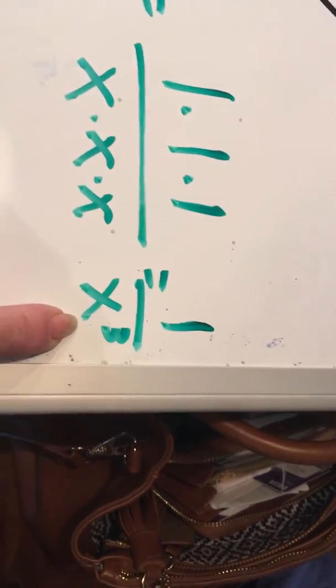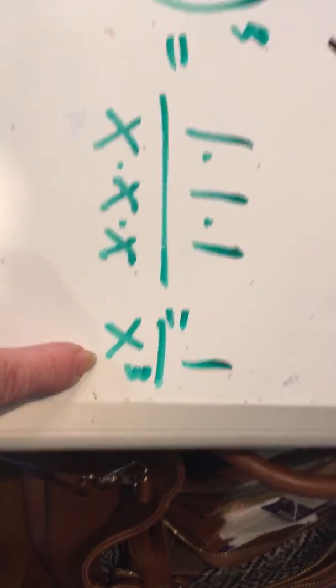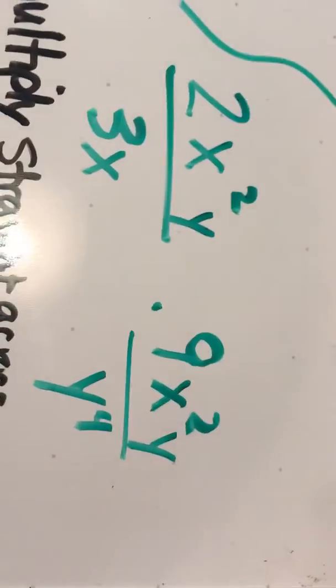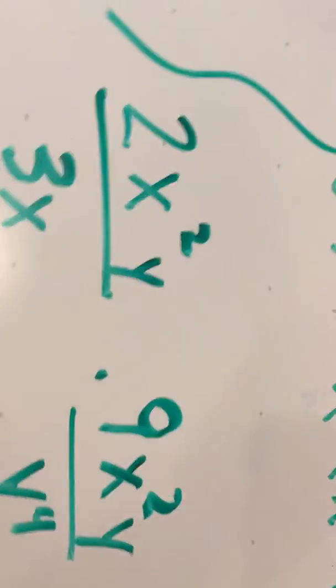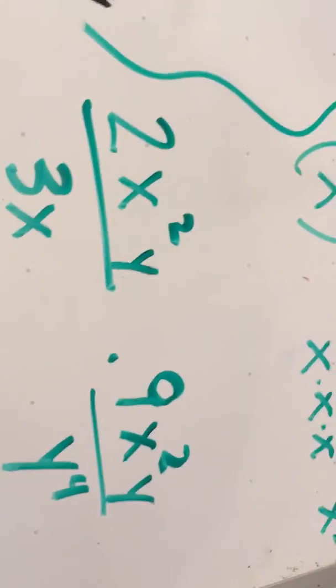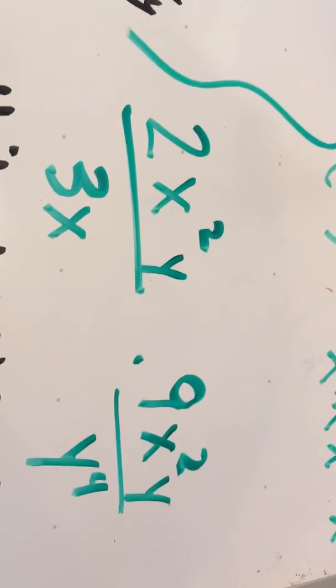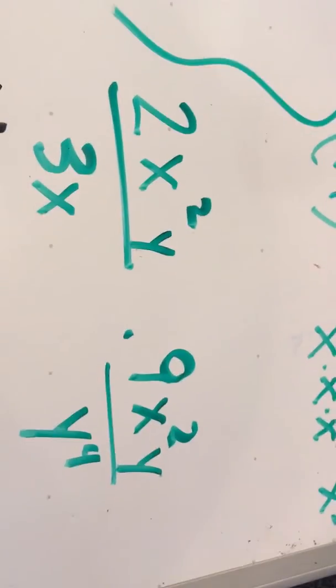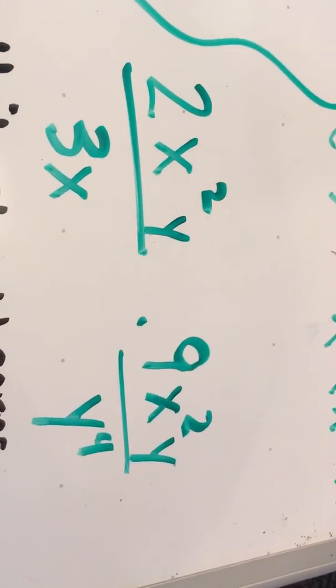I'm taking it from expanded form and I'm writing it in exponential form. Okay. Next problem. These are probably the trickiest of all of them. Not going to give you very many of these for homework. We have 2x squared y divided by 3x times 9x squared y divided by y to the 4th.